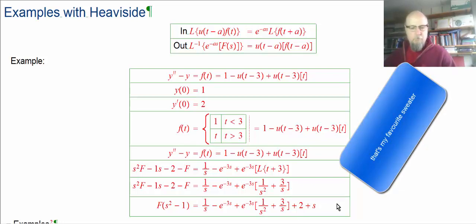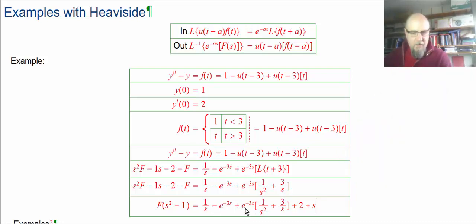Let's clean this up. So what do I mean by that? Well, let's put these pieces that have an e to the minus 3s together and factor out the e to the minus 3s, so this minus 1 can go in the bracket here. So now I have this e to the minus 3s times something. That's going to untransform to be the function that is multiplied by the Heaviside step function turned on at 3. The rest of these things, let's put them all together. The rest of these things I'm going to untransform like normal.